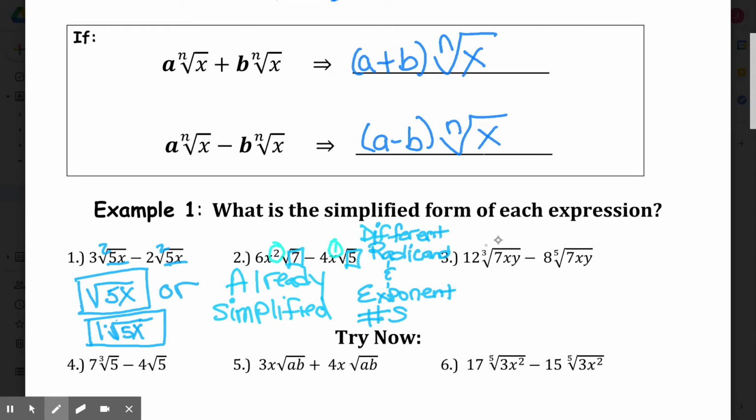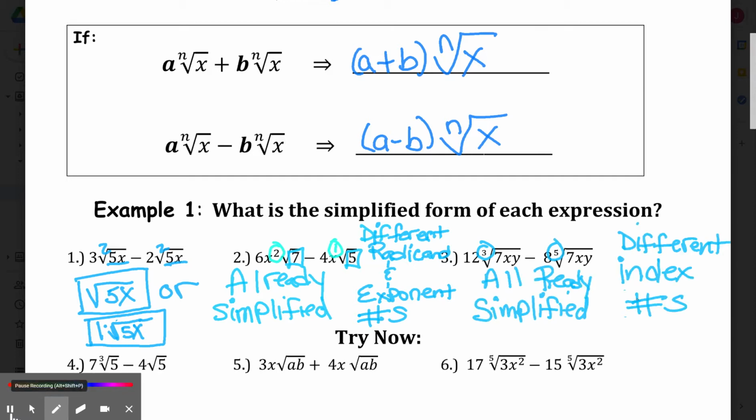The next one, if you notice, my index for number 3 are not the same. One is a 5 and one is a 3. Since they are not the same, it's already simplified. So again, they have to have the same index in order to be able to add or subtract the coefficients. So again, different index numbers, already simplified. Make sure you state that so that you know.